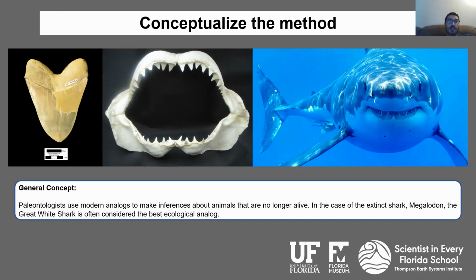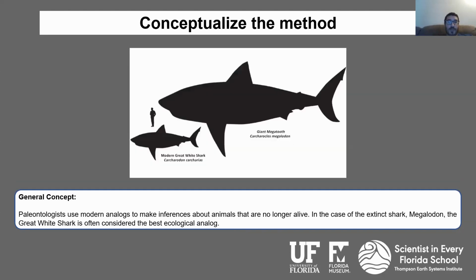So ideally, some proportions of the shark tooth could be used to calculate or estimate a body size. So this is exactly what a paleontologist has to do, regardless of what fossil we're really looking at. We use modern analogs to make inferences about animals that are no longer alive. So a number of different people have made different types of estimates for the size of megalodon based on different tooth dimensions. And we're basically going to be applying one of those methods today.